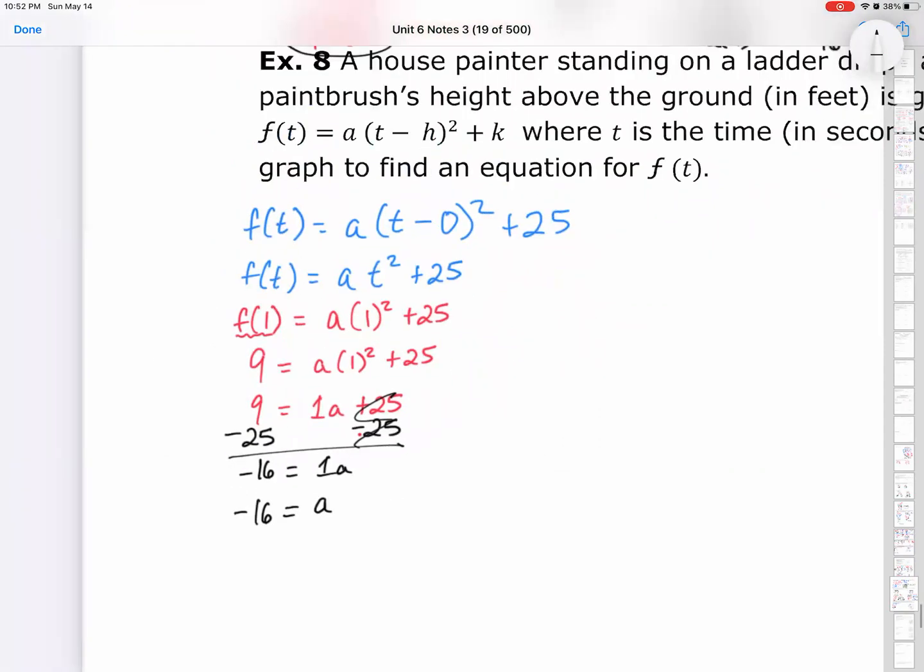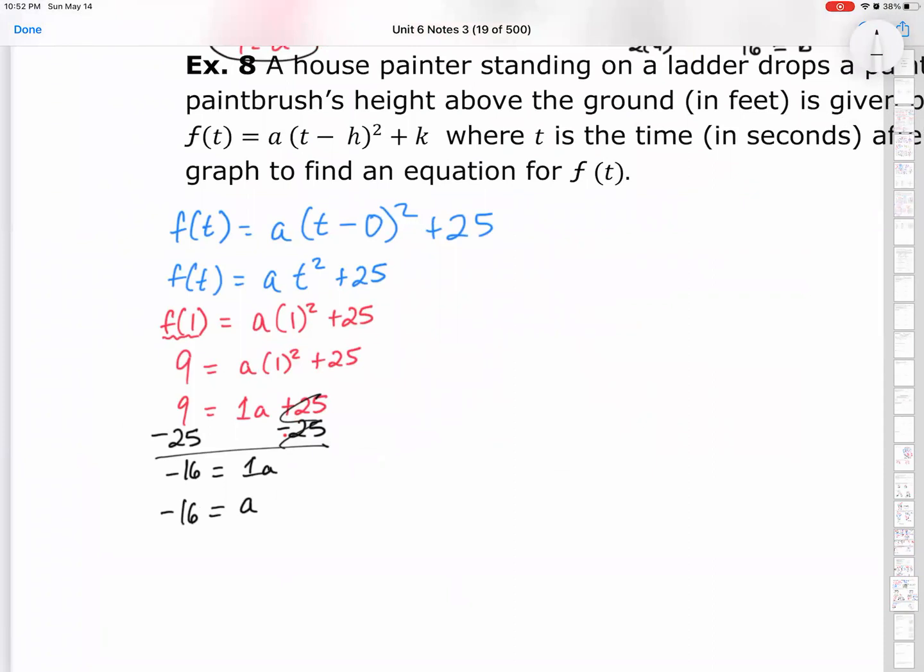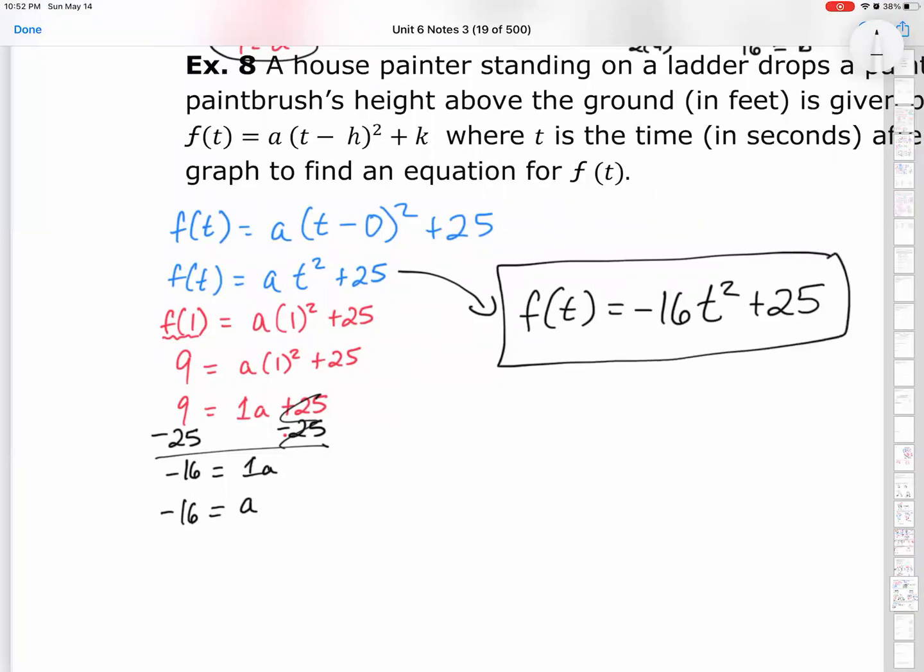All right. So now, putting it all together, our quadratic model would be f of t, we do want it in that function notation, equals negative 16 t squared plus 25. And here is our quadratic model. Go ahead, feel free to pause the video if you have any questions at all on example 8.